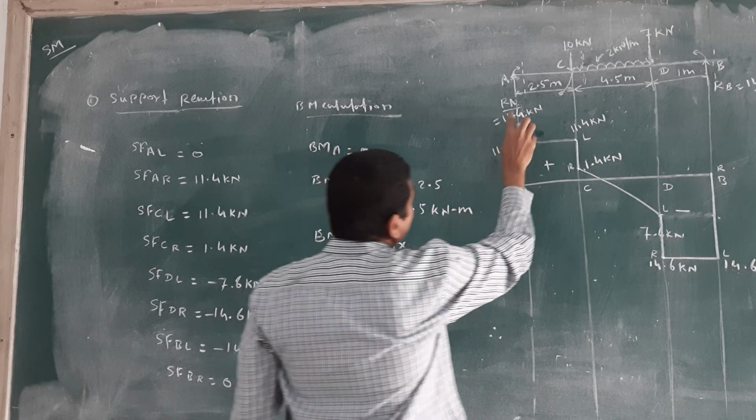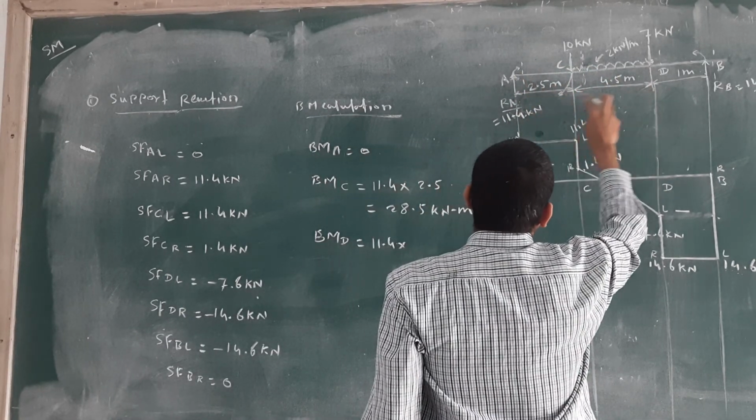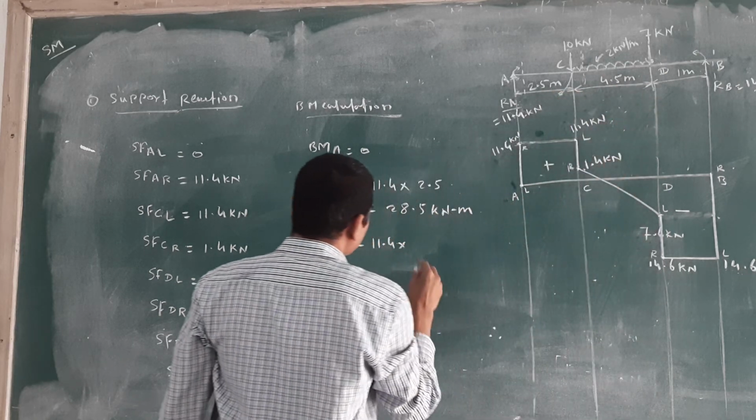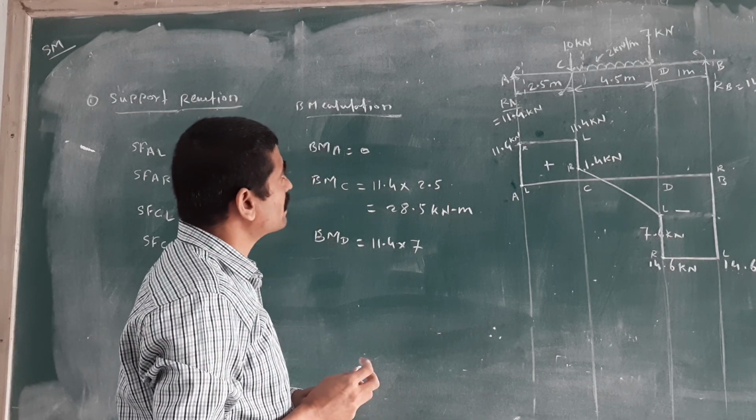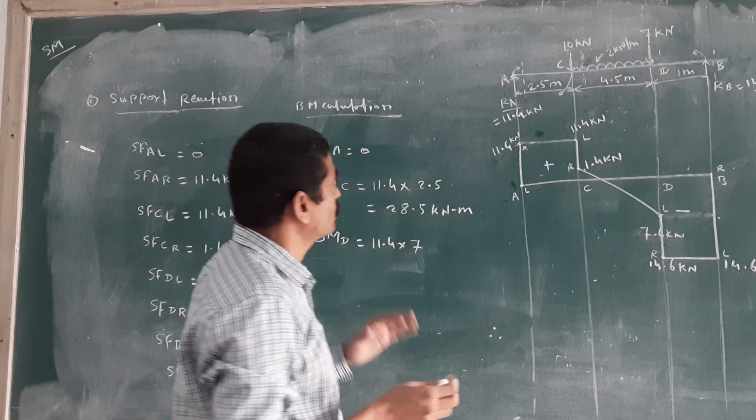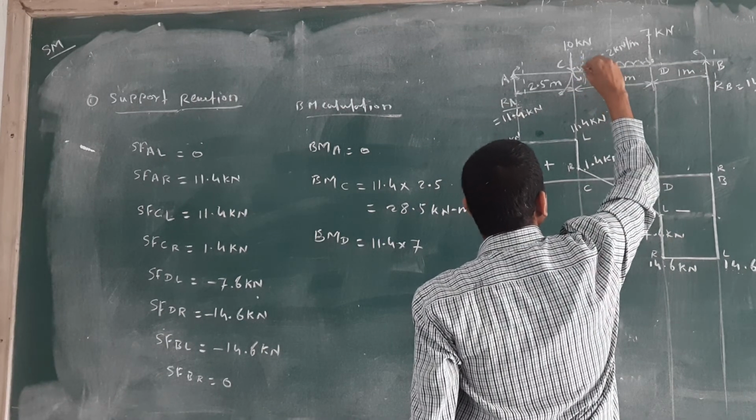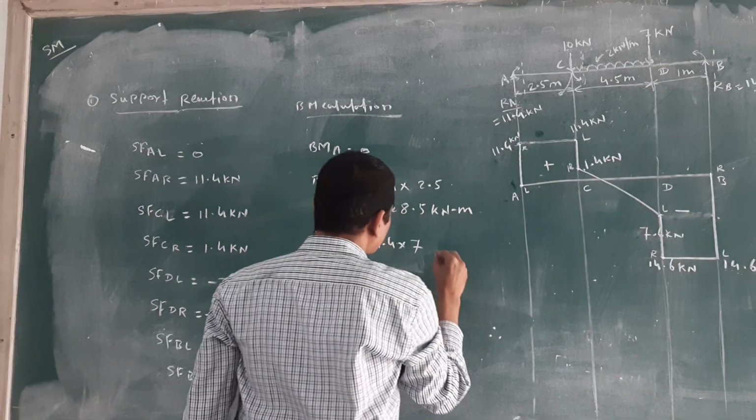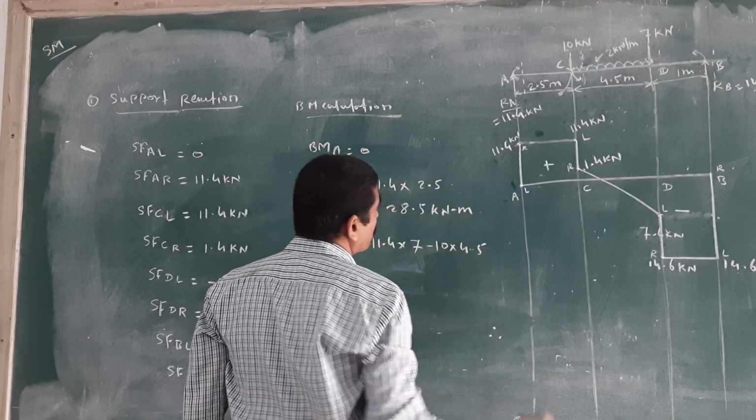11.4 as it is on the A. This is going clockwise, positive, up to the distance D. How much distance is given? 2.5 plus 4.5. Then 7 is there. Then is there any load in between A to D? Yes. Point load and UDL is there. This is going anti-clockwise direction. C to D. Okay, C to D. This is going anti-clockwise direction. Minus 10 into 4.5 is there.